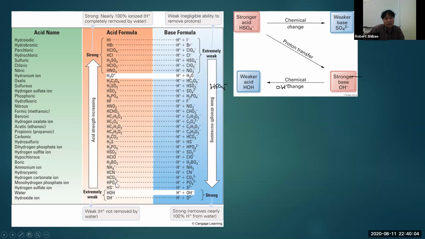Kind of a weak acid, but it's an okay base. So there's a preference, one way or the other. Sometimes it's big, sometimes it's not so big.